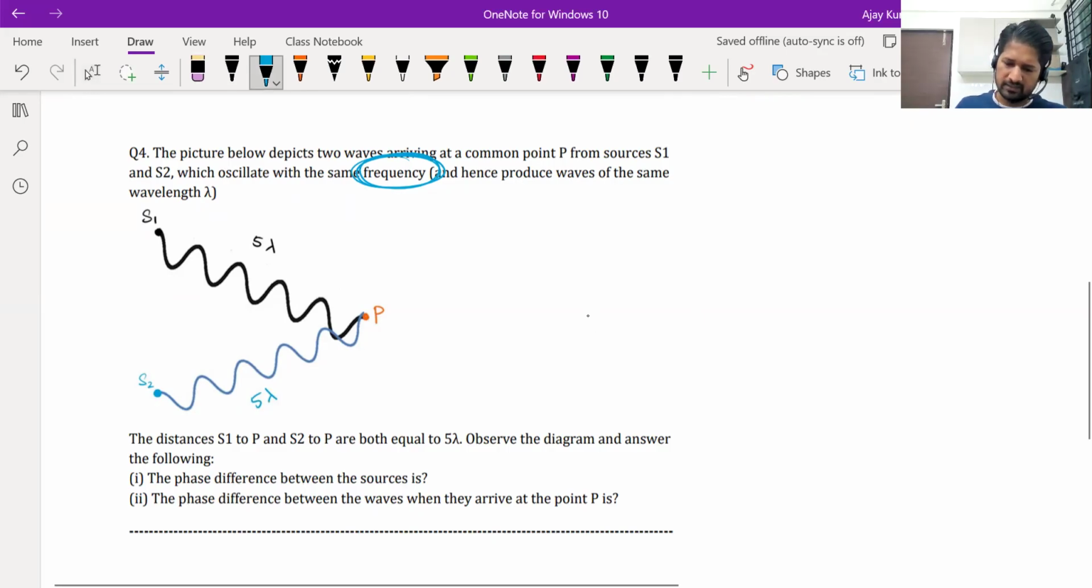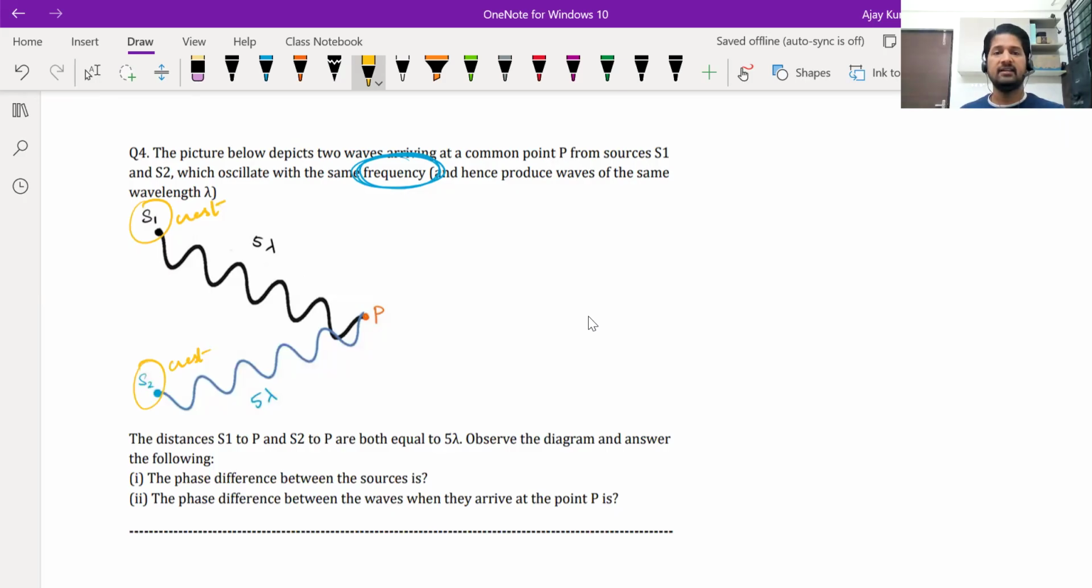The source S1 at this instant is producing a crest. The source S2 also at this instant is producing a crest. Therefore, they are oscillating in phase at this instant. And because the frequencies are the same, they'll keep oscillating in phase with each other. Why? Because if frequency is the same, the time period is the same. So after a short while, S1 will produce a trough, and exactly at that time, S2 will also produce a trough because the time periods are the same. So they'll always oscillate in phase with each other.